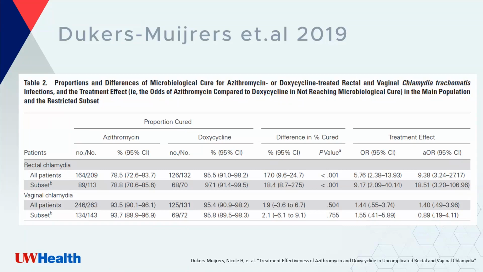Microbiological cure at week 4 in rectal infections was 95.5% compared to azithromycin at 78.5%, with an absolute difference of 17%. Microbiological cure at 4 weeks for vaginal infections was 95.4% for doxycycline in comparison to 93.5% for azithromycin, with an absolute difference of 1.9%.